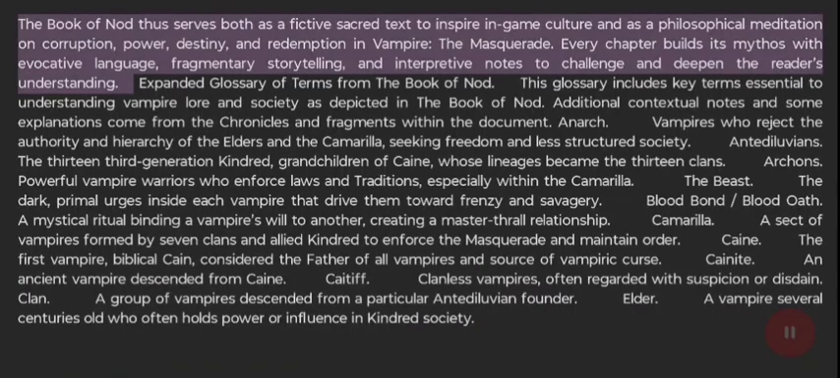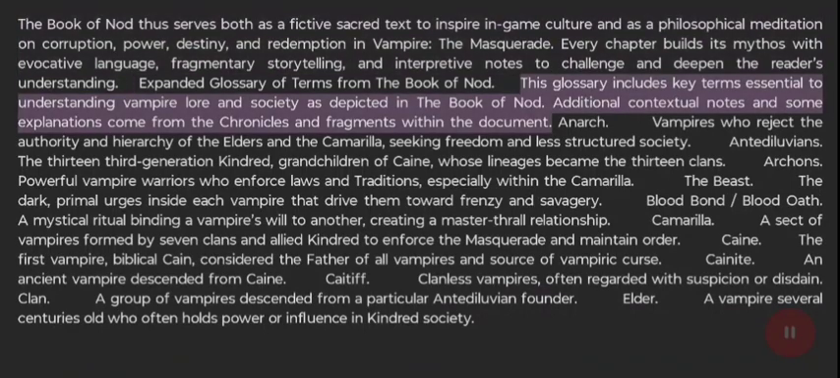Expanded glossary of terms from the Book of Nod. This glossary includes key terms essential to understanding vampire lore and society as depicted in the Book of Nod. Additional contextual notes and some explanations come from the chronicles and fragments within the document.